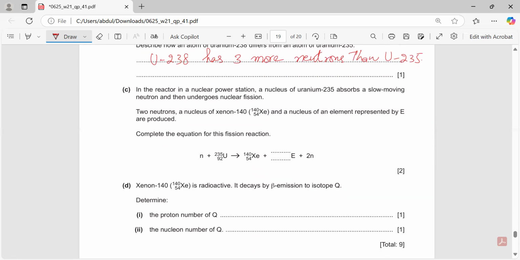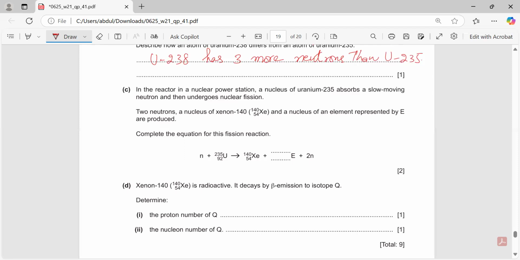In a reactor, in a nuclear power station, a uranium-235 absorbs a slow moving neutron and then undergoes nuclear fission, breaking the heavy nucleus into two lighter nuclei. 2 neutrons and a nucleus of xenon, Xe 54 140, and a nucleus of an element represented by E are produced. Complete the equation for this fission reaction.